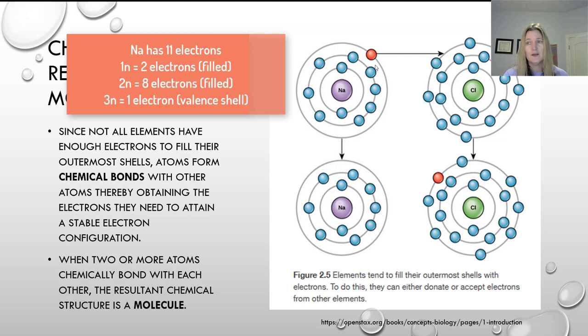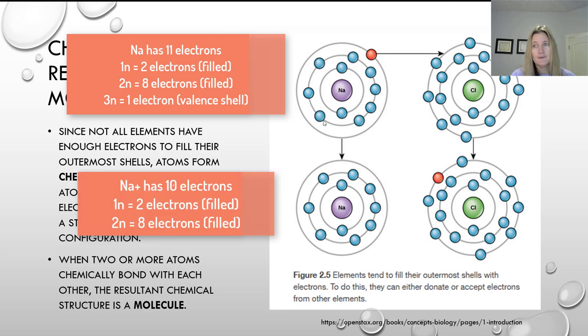third shell. So this sodium atom really doesn't want to have just 1 electron circulating in its outermost shell. It wants to get rid of it so that it drops down to having the second shell as its valence shell. So it wants to get rid of that extra electron. And when it does so, then it becomes an ion, right?